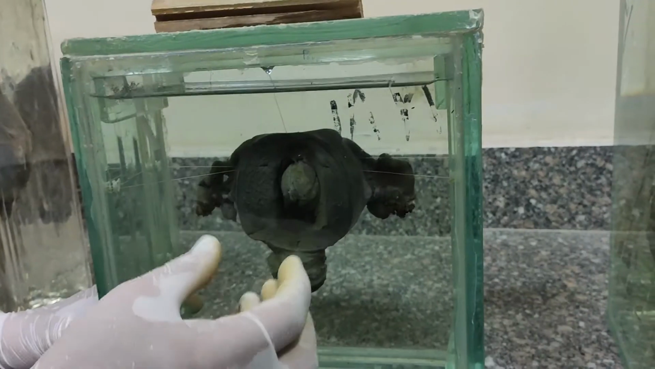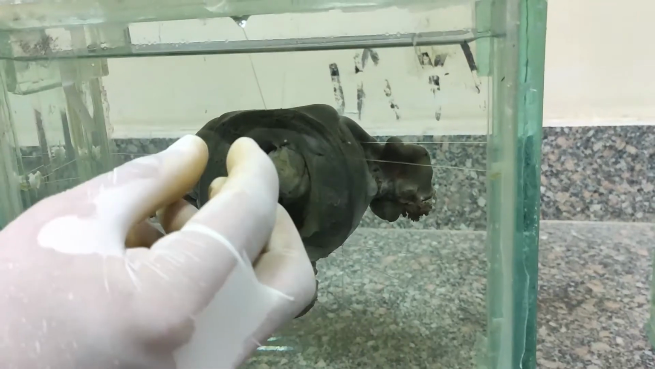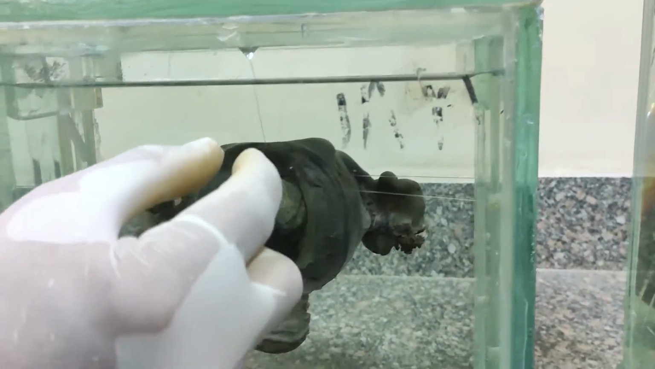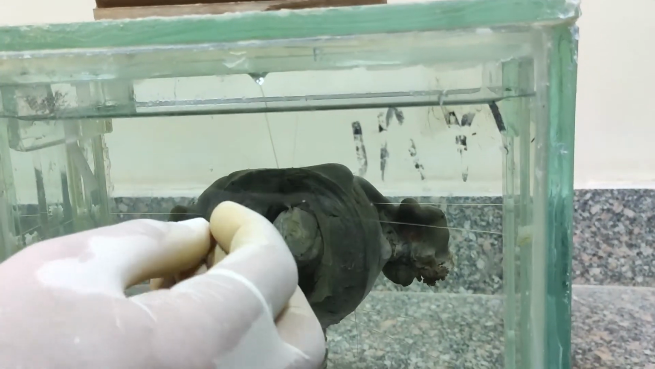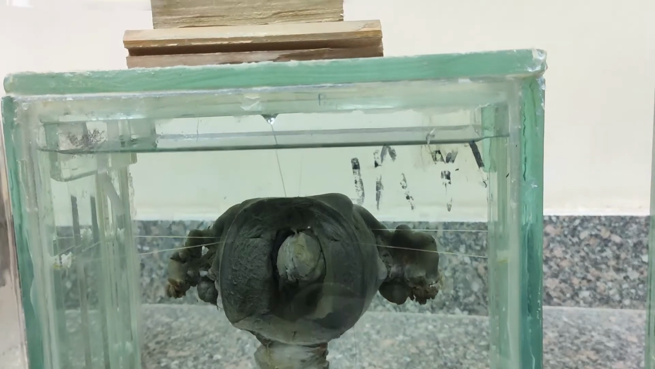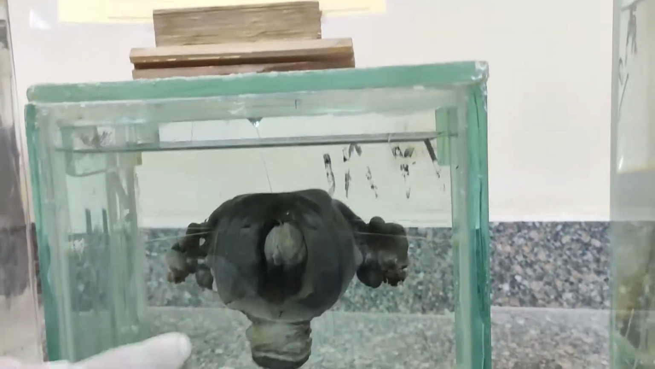This jar is well demarcated, showing a normal or slightly dilated cervix, and a second wall, and a large fundal myoma. This tumor fills the upper part of the uterine cavity, and two fallopian tubes and ovaries are present. So the operation done is pan hysterectomy, or total abdominal hysterectomy with bilateral salpingo-oophorectomy.